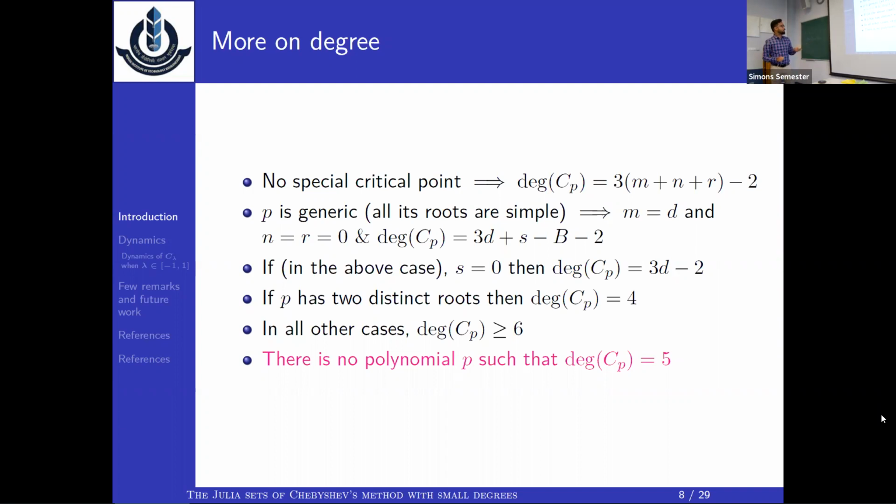If we consider P having exactly 2 roots, that means (z minus a) to the power k into (z minus b) to the power m, in this case the degree of CP will be 4, and this is the minimal possible degree of CP. In all other cases, the degree of CP will be greater than or equal to 6. That means we do not have any polynomial P for which the degree of CP is equal to 5.